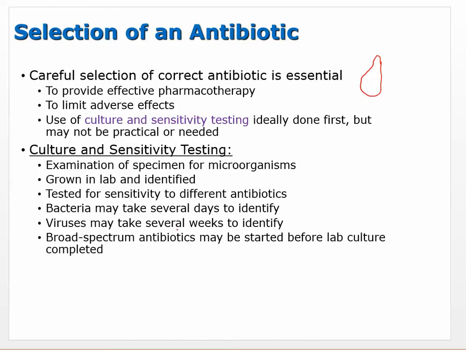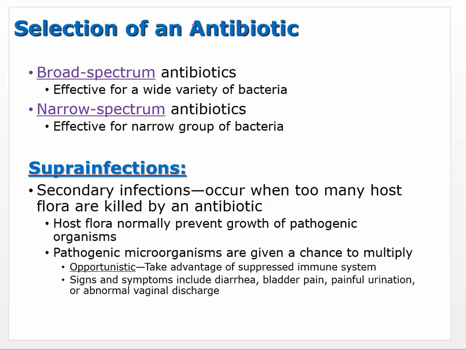So really, I'm not going to read through all this, but that's just trying to identify exactly what the organism is, so then you can find the right thing to actually kill it. Okay. So provide effective pharmacotherapy and limit adverse effects as well. All right, so selection of an antibiotic: broad spectrum is effective for a wide variety of bacteria, and then there are narrow spectrum antibiotics that are effective for a narrow group of bacteria.